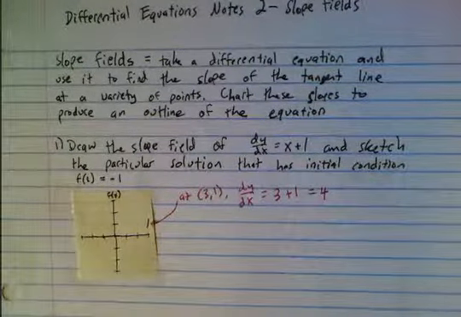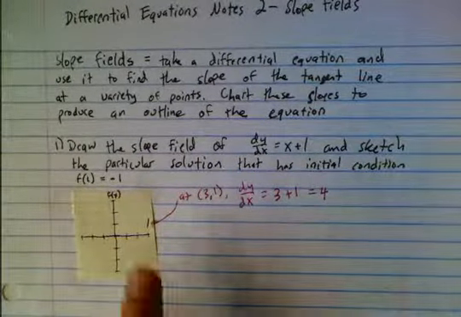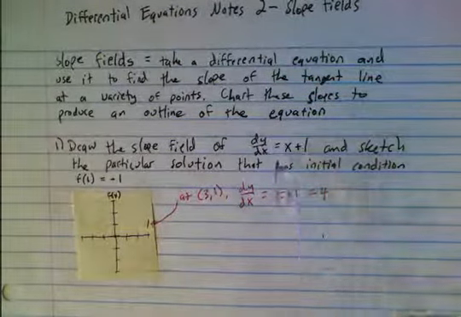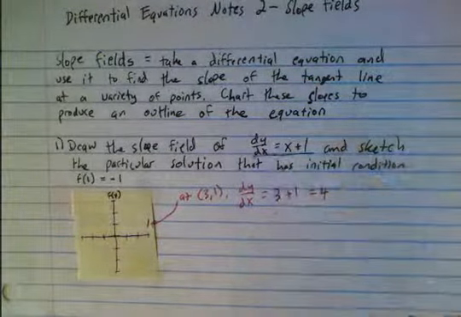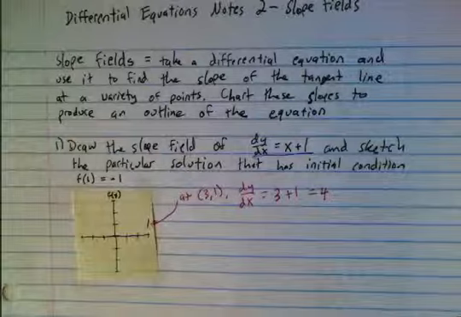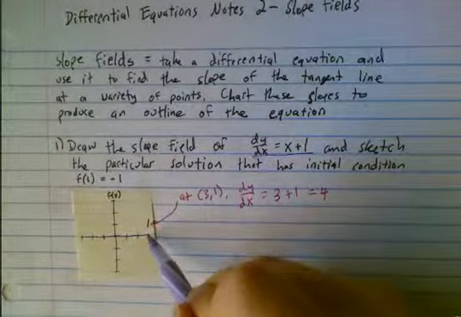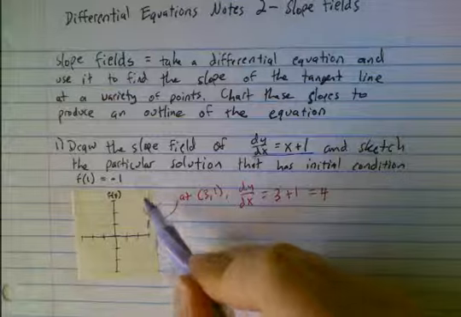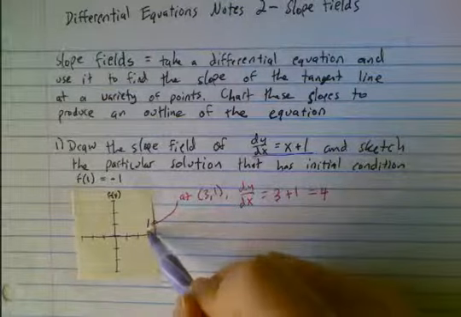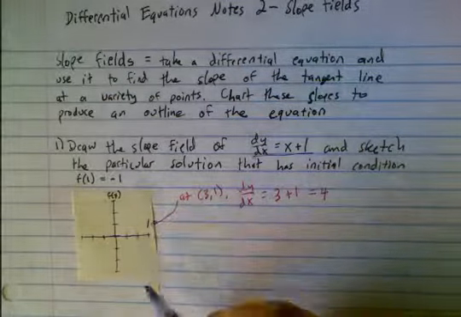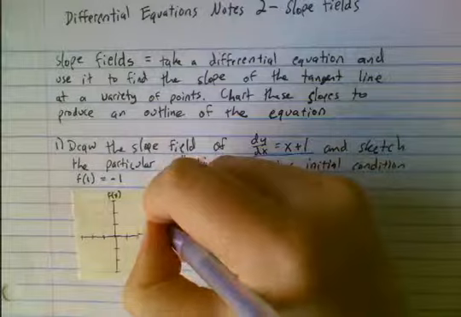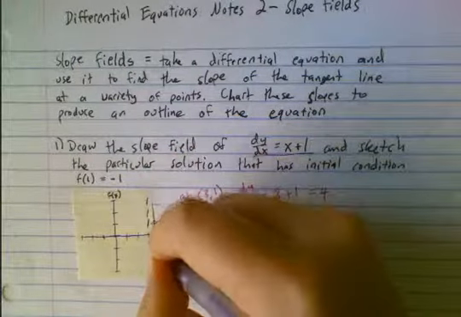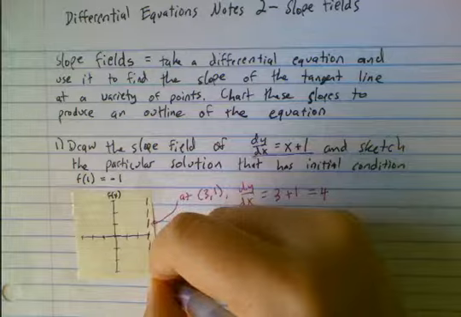And I'm going to keep doing that for all of these points on here. Now it makes it a little bit easier that I notice that this dy dx equals x plus 1 as long as x equals 3. So x equals 3 comma 1, 3 comma 2, 3 comma 3, 3 comma 0, up and down, these are all going to have the same slope of 4. So I'm going to sketch those in as best I can.